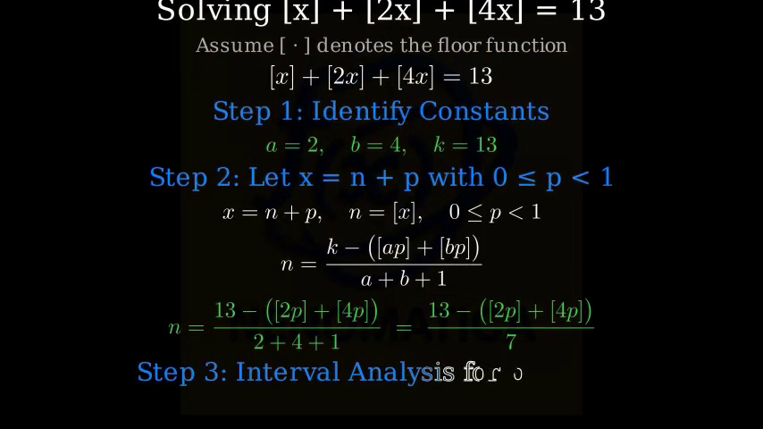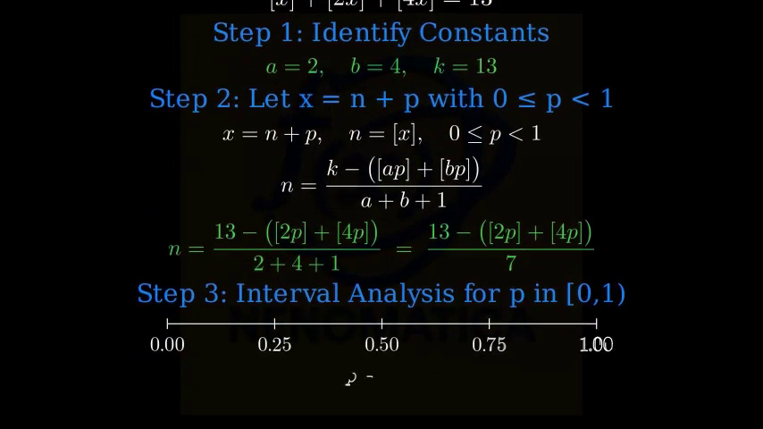Step 3. Analyze the possible values of floor of 2p and floor of 4p, as p runs from 0 to 1. We split the interval for p at 1/4, 1/2, and 3/4. If p is between 0 and 1/4, both floors are 0, so the sum is 0.